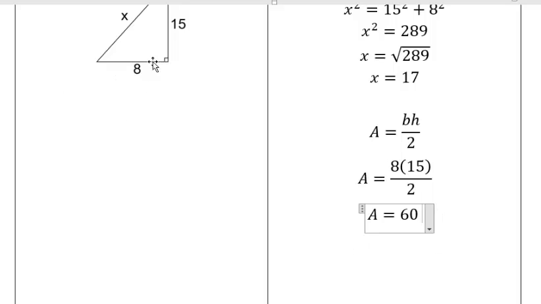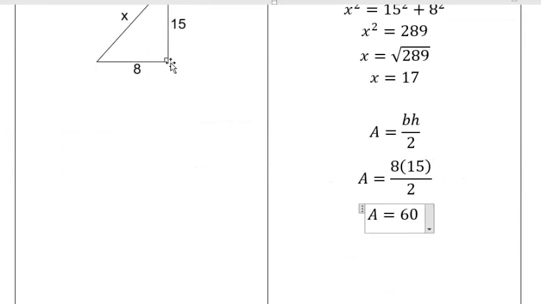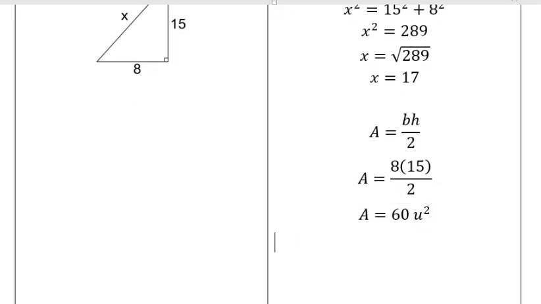Now, do you see there are no units in here? Like in the previous one, I had millimeters, but in this one, I have no units. When you don't have units, you can put a letter U to say it's a unit, but I don't know which one. So I put the letter U. That's something we understand. You put the letter U because you don't know which unit you're dealing with. So you just put the U.